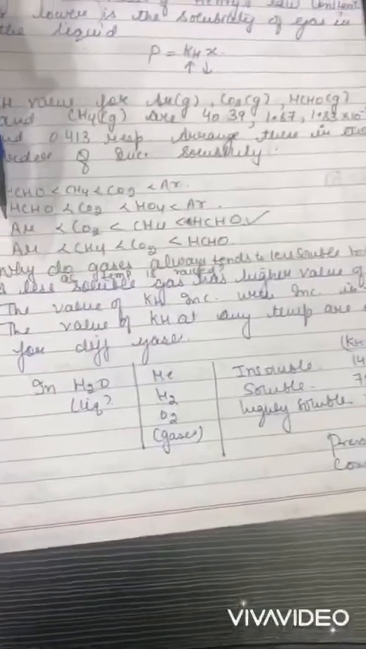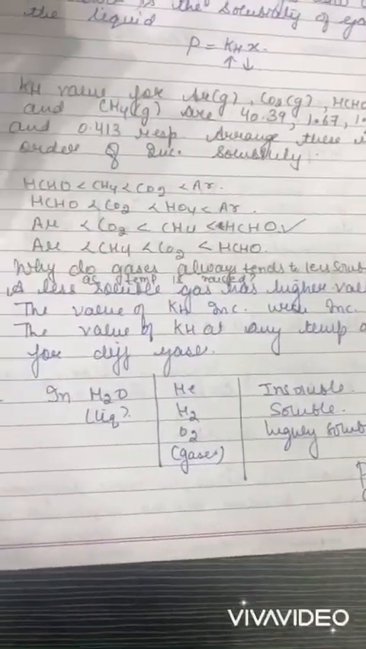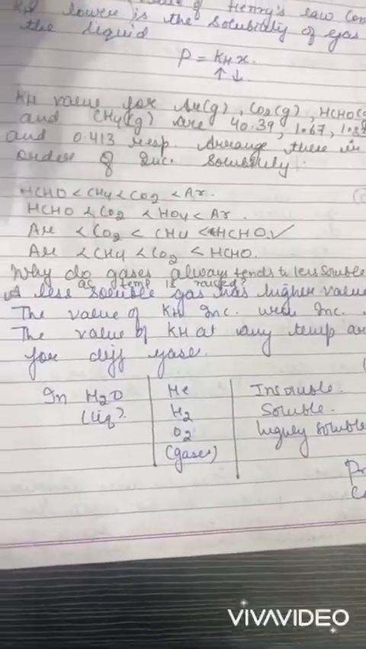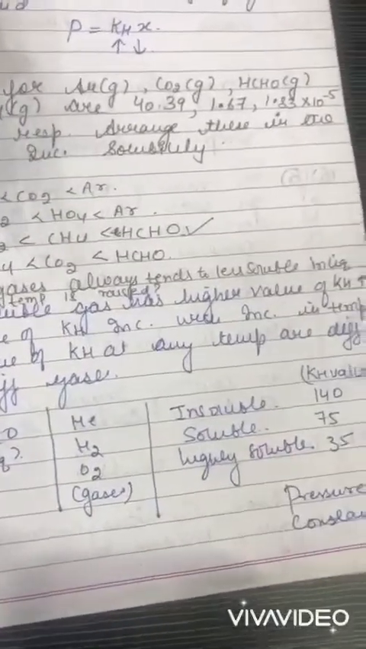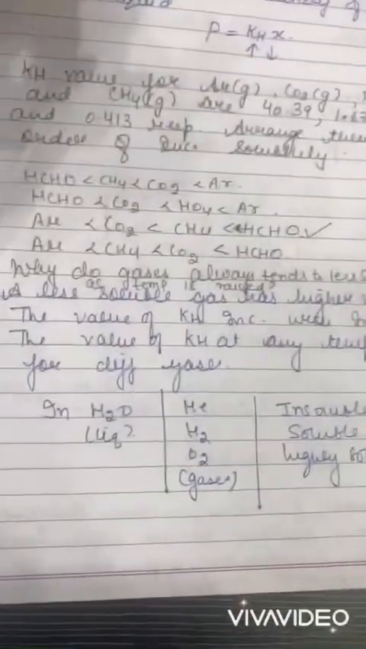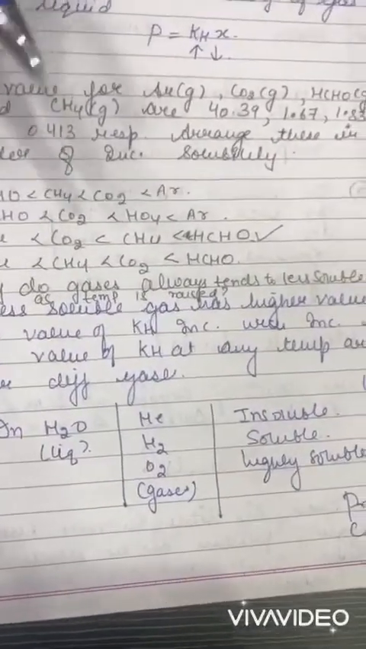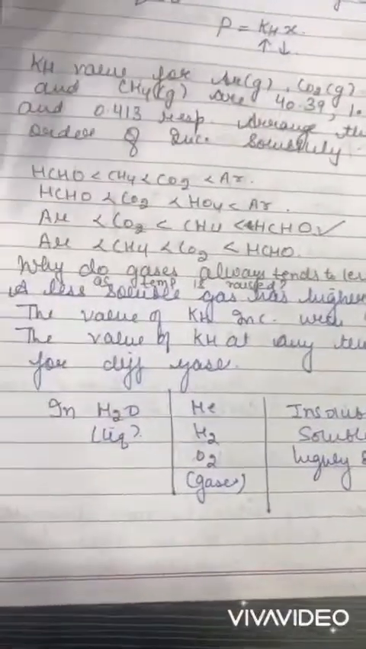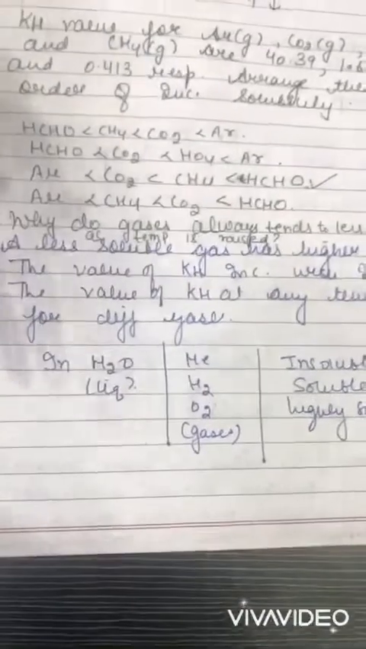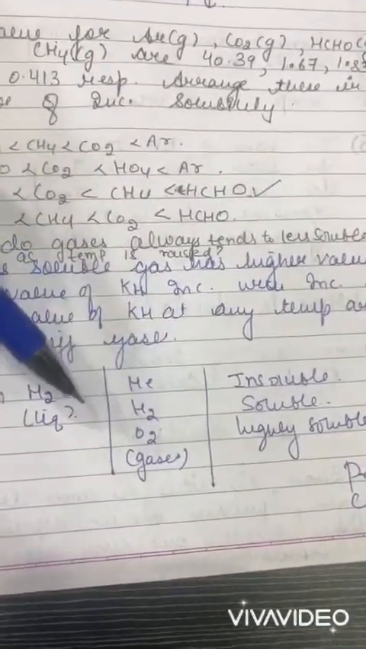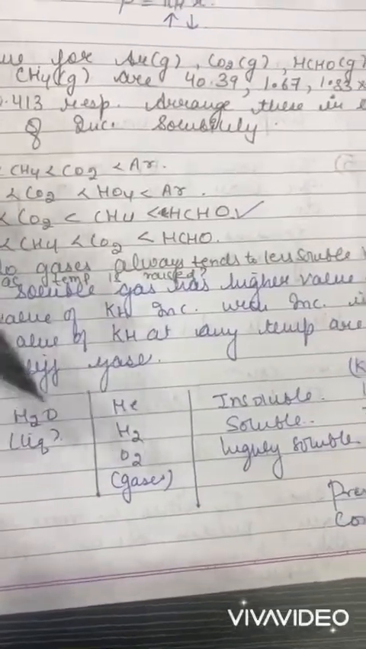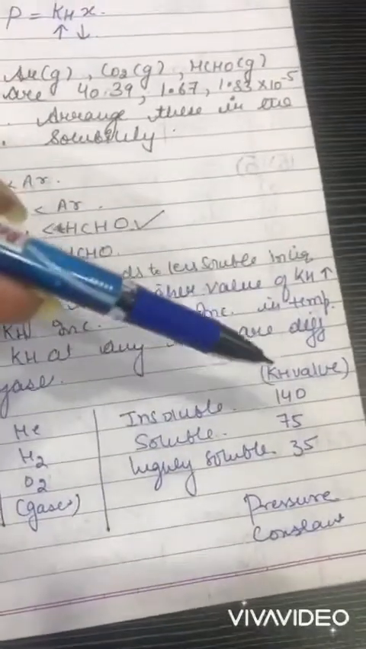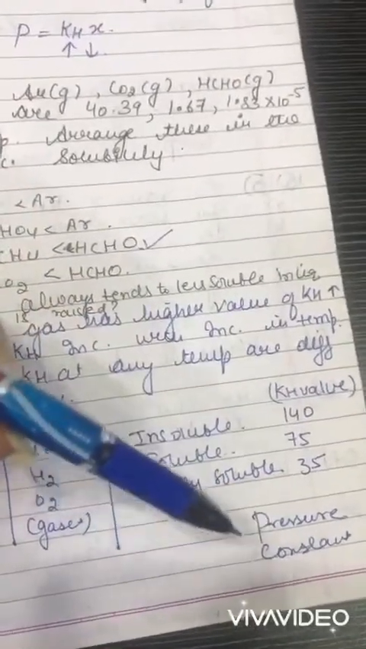Why do gases always tend to be less soluble in liquid as temperature is raised? Of course, a less soluble gas has a higher value of KH, and the value of KH increases with increase in temperature. This is a very important point. The value of KH at any temperature is different for different gases. For example, in water we have 3 gases: helium, hydrogen and oxygen, but helium is insoluble in water, hydrogen is soluble, and oxygen is highly soluble according to the KH values at constant pressure.